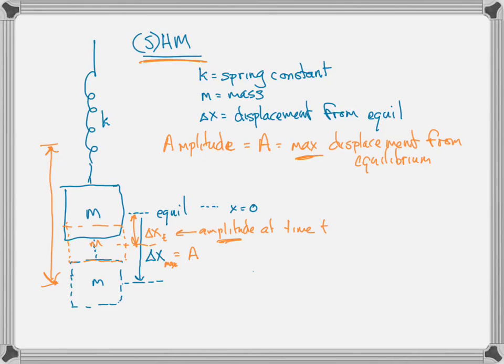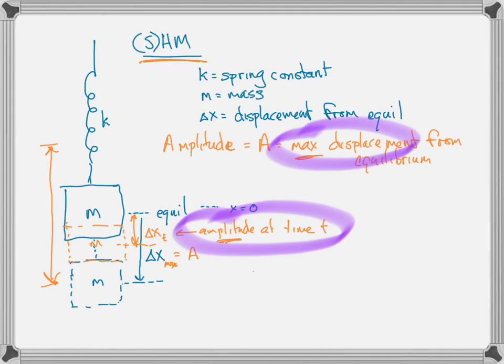This is a different amplitude. Now, I try to stay away from the amplitude at time t. Instead of saying what is the amplitude at time t, I would say what is the displacement from equilibrium at time t, so as not to confuse it with the maximum displacement from equilibrium. But you will see amplitude used for a displacement from equilibrium at a particular time.